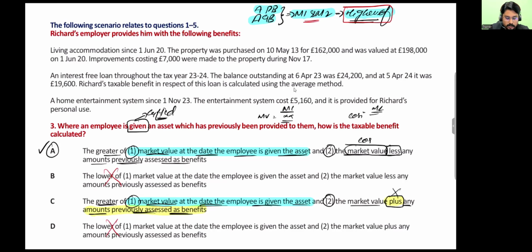So the market value or the cost can be the same, because the market value at the date when the asset is purchased by the employer will be considered as the cost to the employer. So you can write either the cost or the market value of the asset at that time. From this, we deduct the benefit tax to date, because this asset was previously being used by the employee.